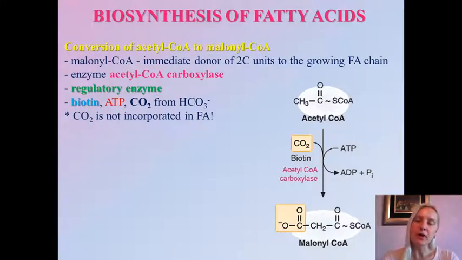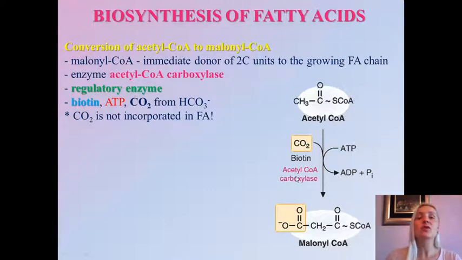But we mentioned that apart from acetyl coenzyme A, we need one other even more important precursor, which is malonyl coenzyme A. So let's see how malonyl coenzyme A is synthesized from acetyl coenzyme A. So the reaction is represented here in the figure. Malonyl coenzyme A is an immediate donor of 2 carbon units to the growing fatty acid chain. It's synthesized by the action of enzyme acetyl coenzyme A carboxylase. So acetyl coenzyme A undergoes carboxylation process.